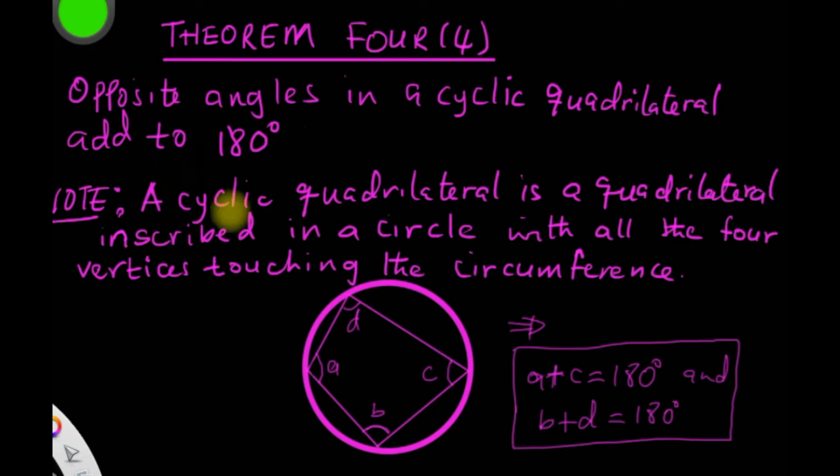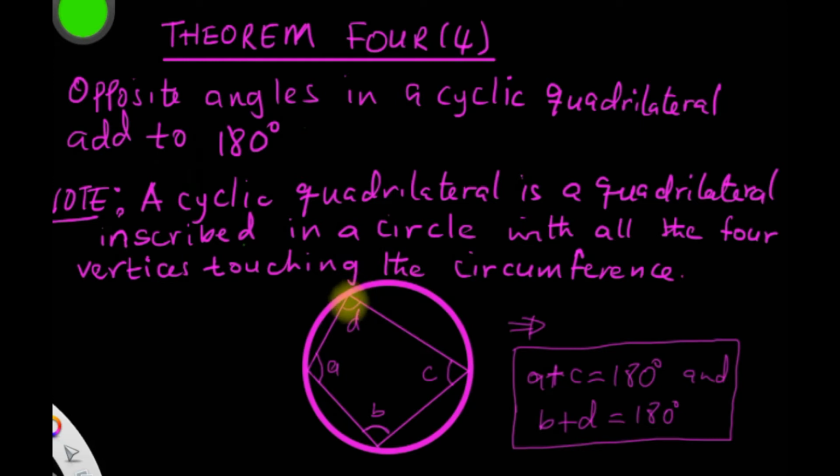So what is a cyclic quadrilateral then? We have to know what a cyclic quadrilateral is. A cyclic quadrilateral is a quadrilateral inscribed in a circle with all the four vertices touching the circumference of the circle. A quadrilateral is a four-sided figure. So a cyclic quadrilateral is a quadrilateral that is inscribed in a circle.